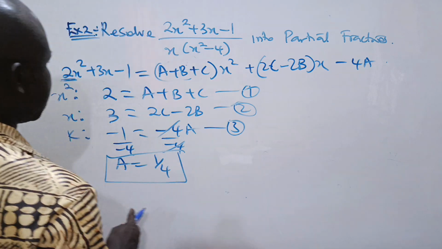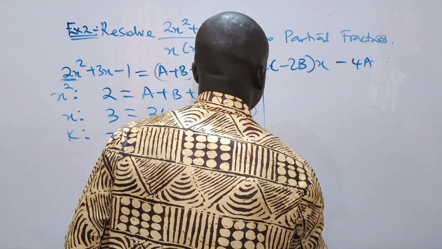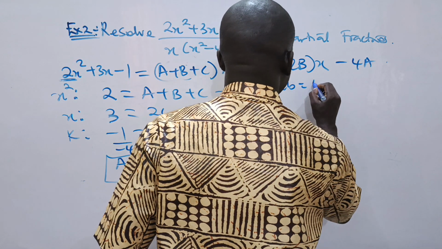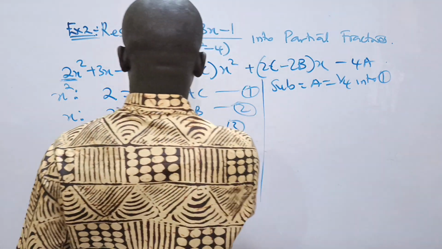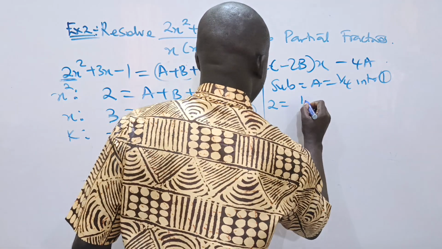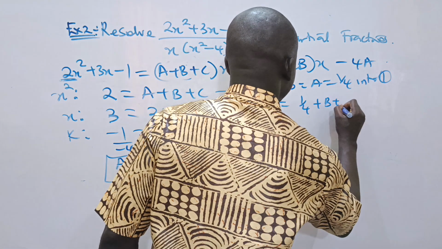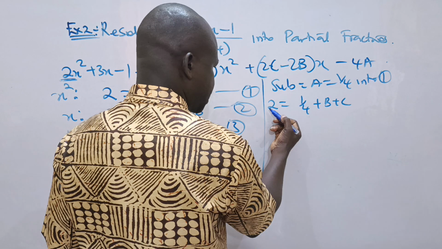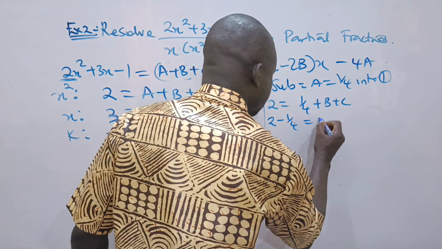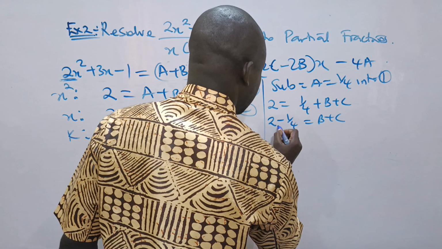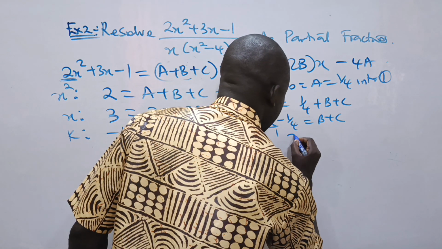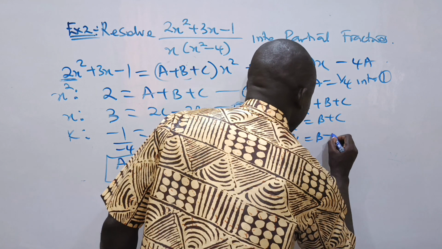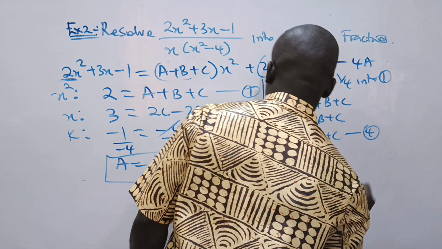Then, once we know the value of A, we can go ahead and substitute A equal to 1 all over 4 into equation 1. If you do that, we are going to have 2 equal to 1 all over 4 plus B plus C. That is equation 1. We can bring this here. We have 2 minus 1 all over 4 equal to B plus C. Then 2 minus 1 over 4 will be 7 all over 4. We have 7 all over 4 equal to B plus C. We can call it equation 4.